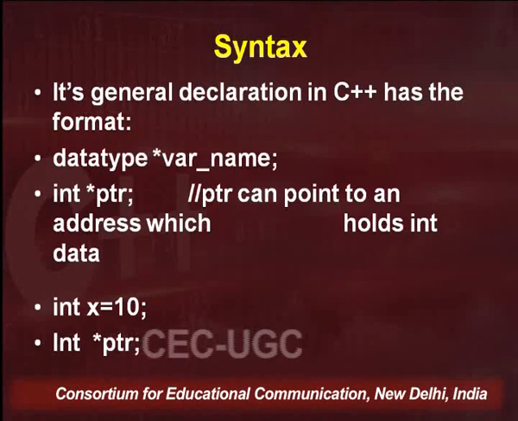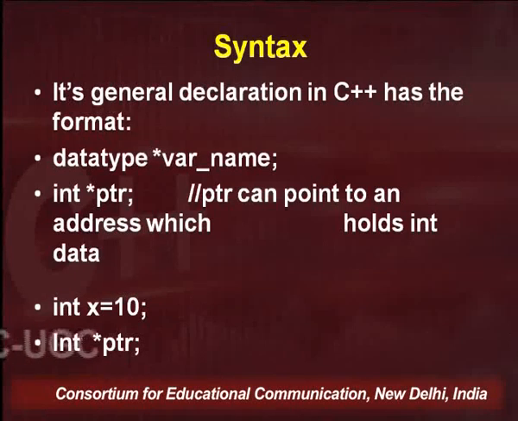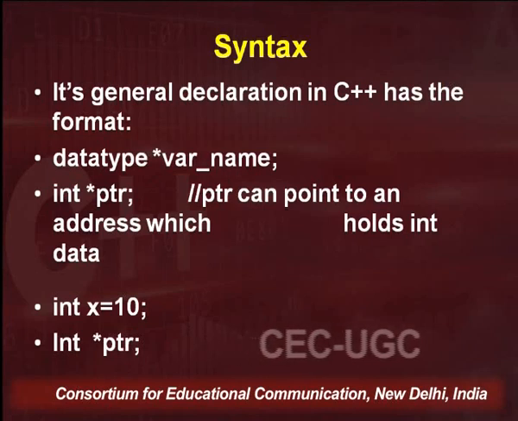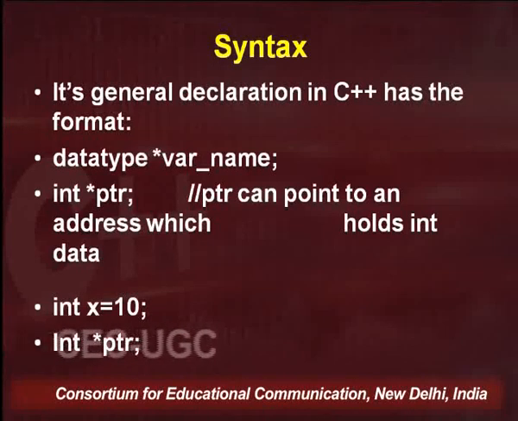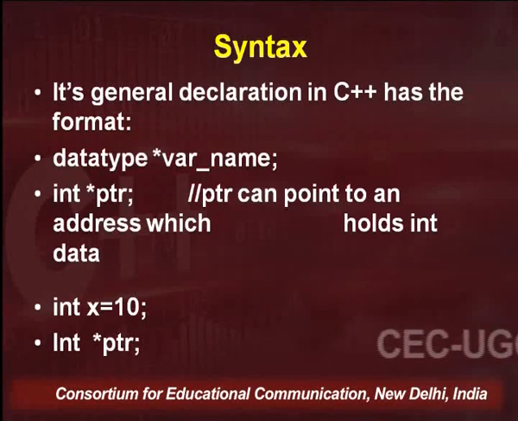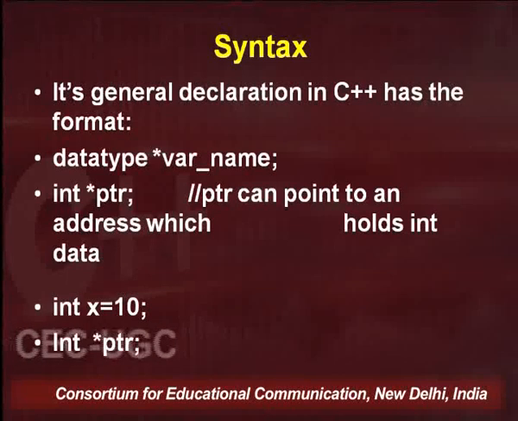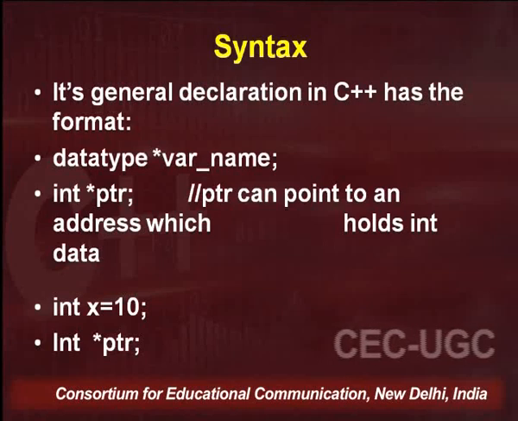If we declare it as int asterisk ptr, we cannot say ptr is equal to 10, because that's not a memory address, or even if it is a memory address, we are not supposed to assign memory addresses on our own directly. So int asterisk ptr is the declaration or syntax through which the C++ compiler is made aware that yes, ptr is a pointer variable.